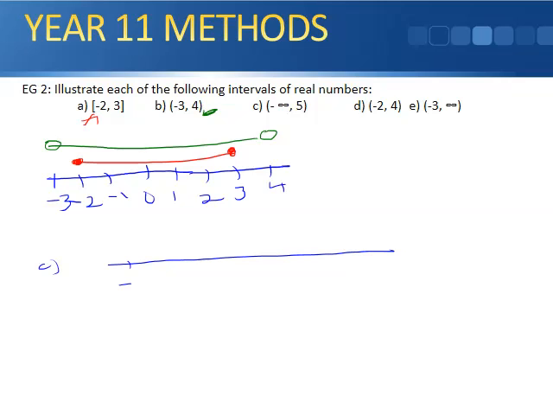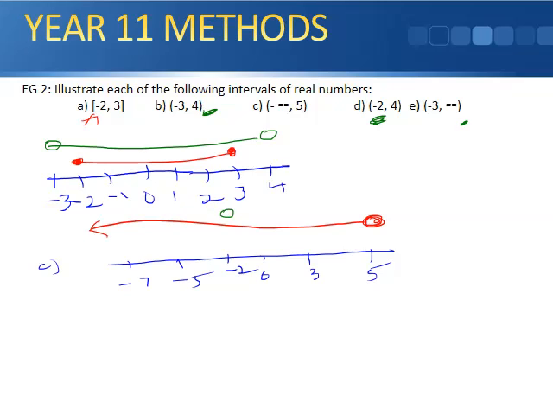For C, I'll do C down here. I've got negative infinity to 5, negative 7, negative 5, 0, 3, 5. So this one starts at negative infinity. It's an open bracket at 5, and because it continues, negative infinity doesn't stop. It's all the way down there. This one we're looking at negative 2, so I'll put negative 2 in here. So I'll do this one in green.